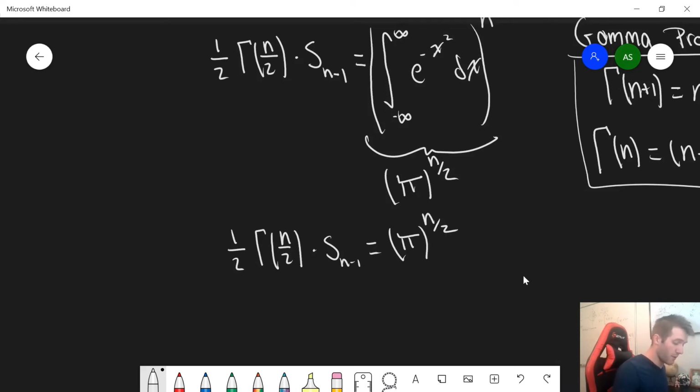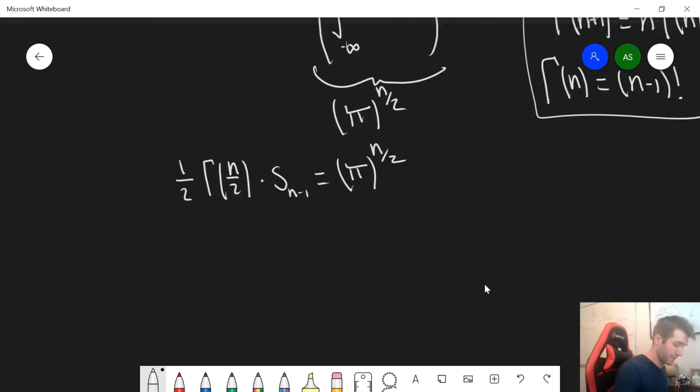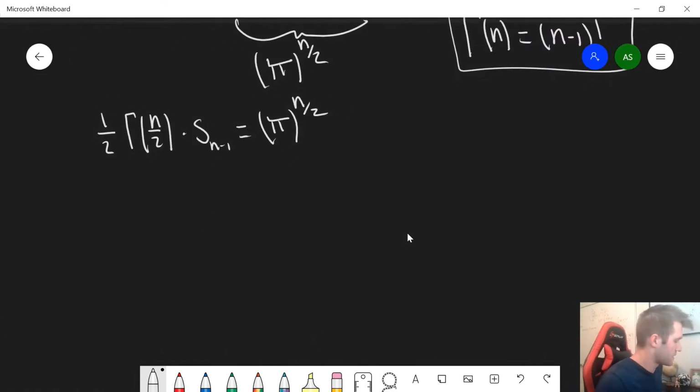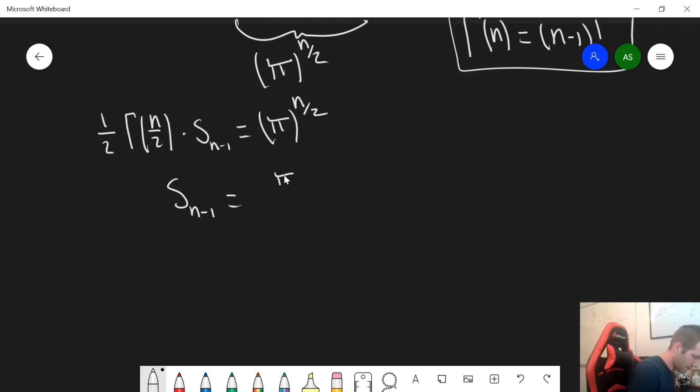And what we want to solve for is our surface area, because we don't really know how to integrate over that, because we don't know what variables or what quantities are going to be needed along the way. That's why this gamma function is very, very important. So S sub n minus 1 is going to be equal to pi raised to the n over 2 power over 1/2 times gamma of n over 2.